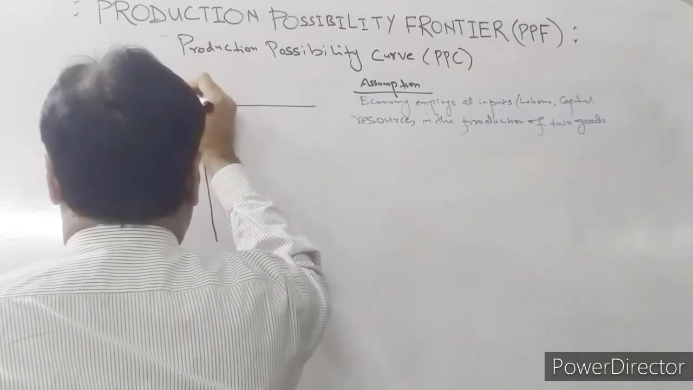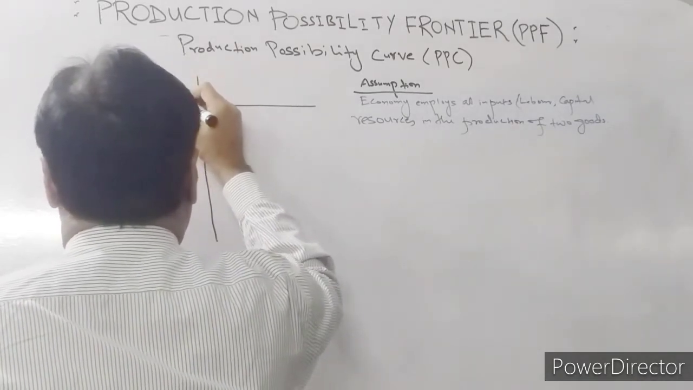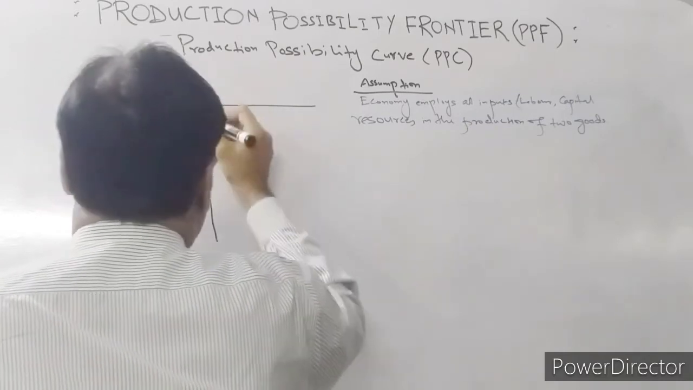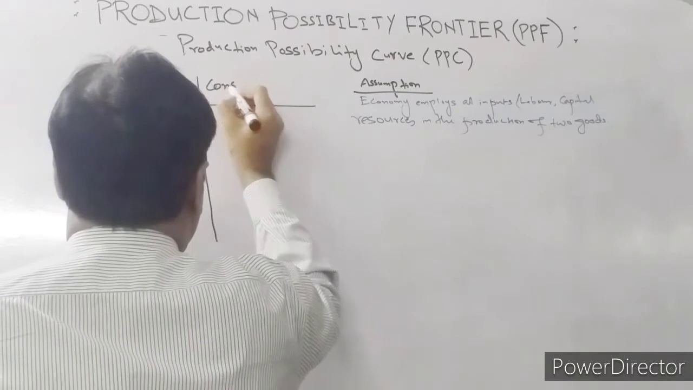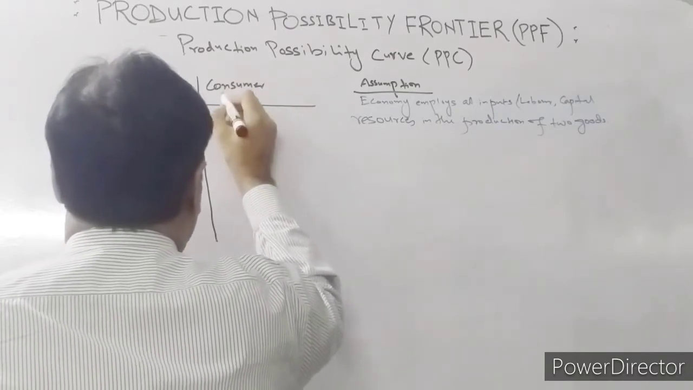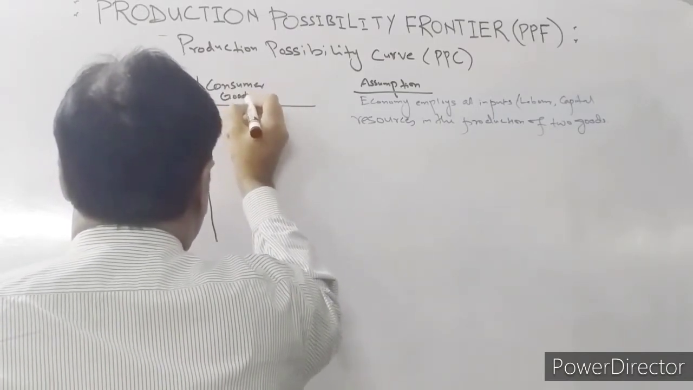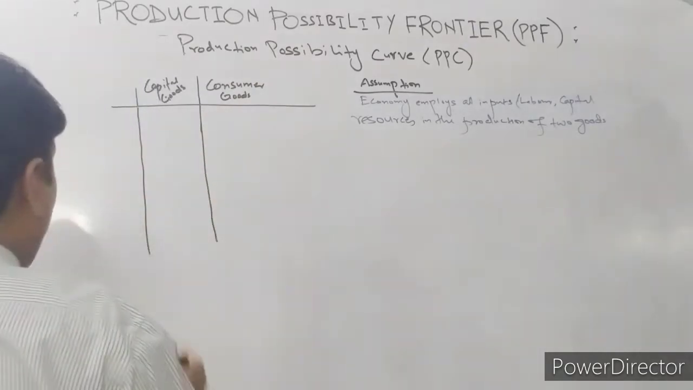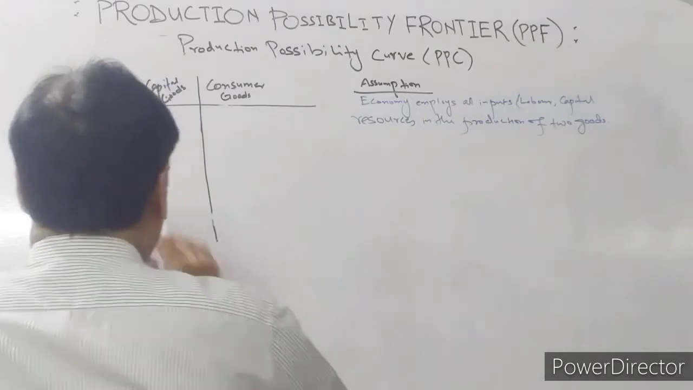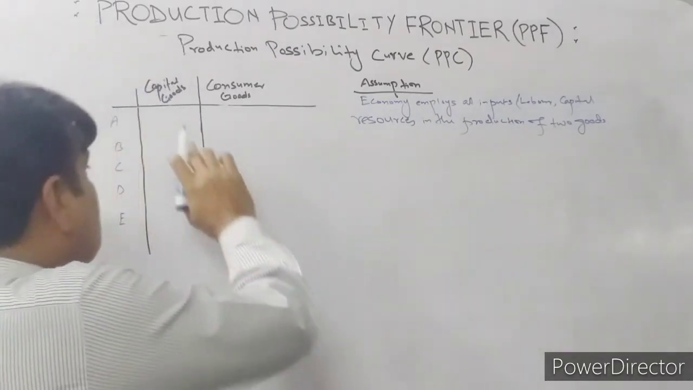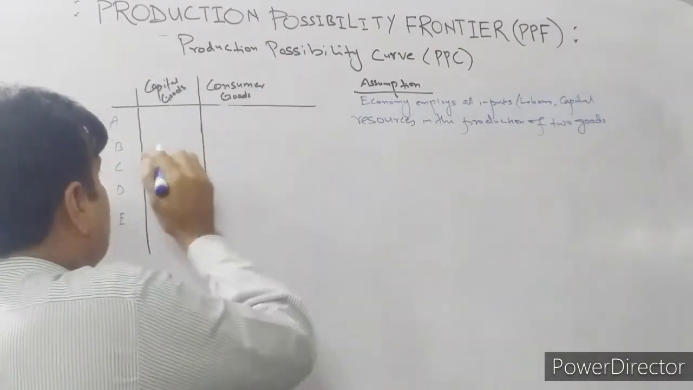So these are the capital goods, meaning machinery, instruments, whereas consumer goods means pairs of shoes, pants, etc. So the economy has two options, either to produce capital goods or consumer goods.